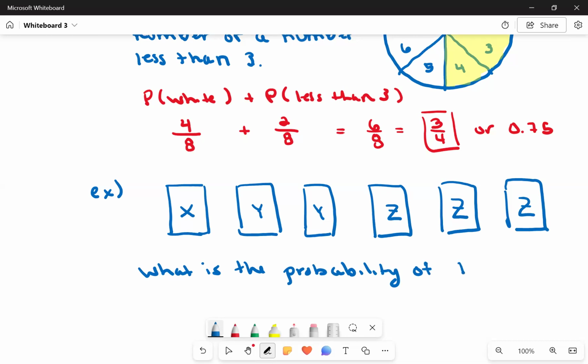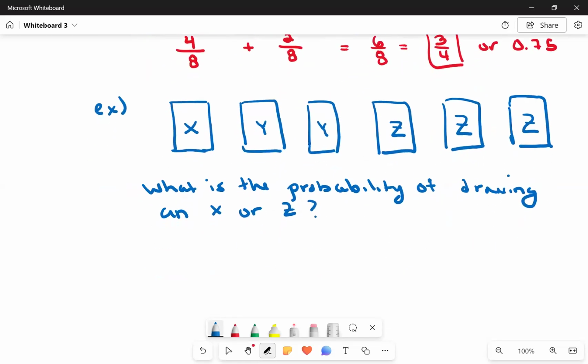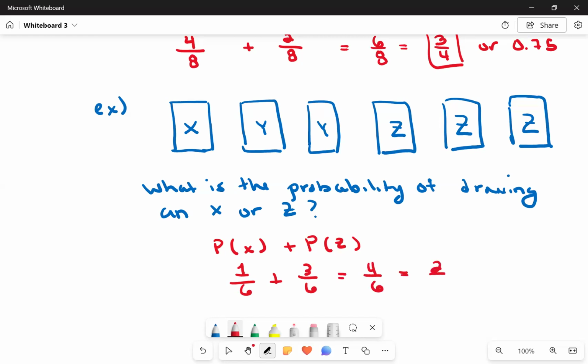Okay, so what is the probability of drawing an X or a Z? And this would be mutually exclusive because the cards are either going to have an X, a Y, or a Z on it. So you can't have both an X and a Z. So let's find the probability of drawing an X and then the probability of drawing a Z. So for X, there's a 1 out of 6 chance that can happen. For Z, that would be 3 out of 6, which gives us 4 out of 6, or 2/3. Or if you want the decimal, 0.67. Awesome. Okay, so there we go. There's all our examples for mutually exclusive.